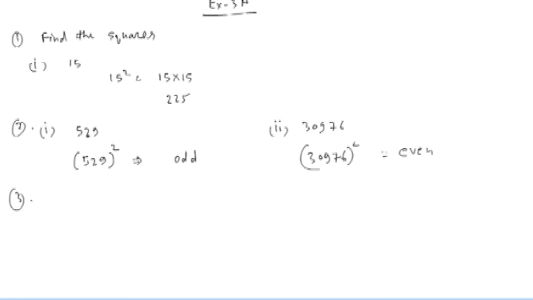And question number three: just by looking at the following numbers, give reasons why they are not perfect squares. We know that if any number is ending with 2, 3, 7 or 8, then the number is not a perfect square.